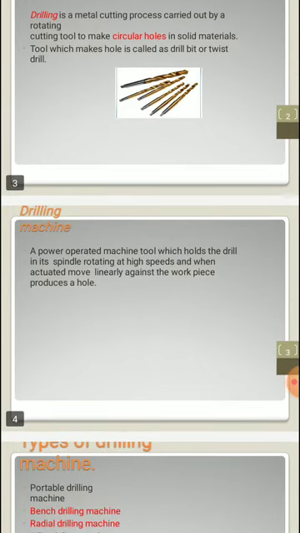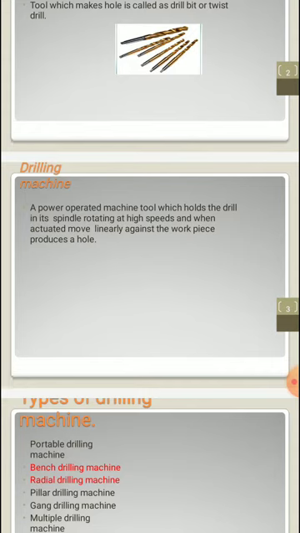So in the next slide we will see what a drilling machine is all about. Basically it is a power operated machine. It requires power to run. It is a power operated machine tool which holds the drill in its spindle, rotating at very high speeds, and when actuated moves linearly against the workpiece, and it produces a hole. So what they have explained is that it is a power consuming device. It needs power to get operated, right?